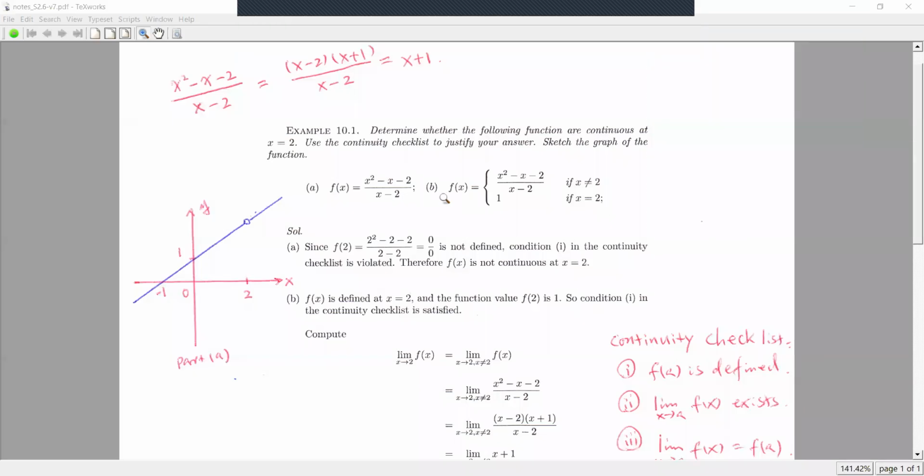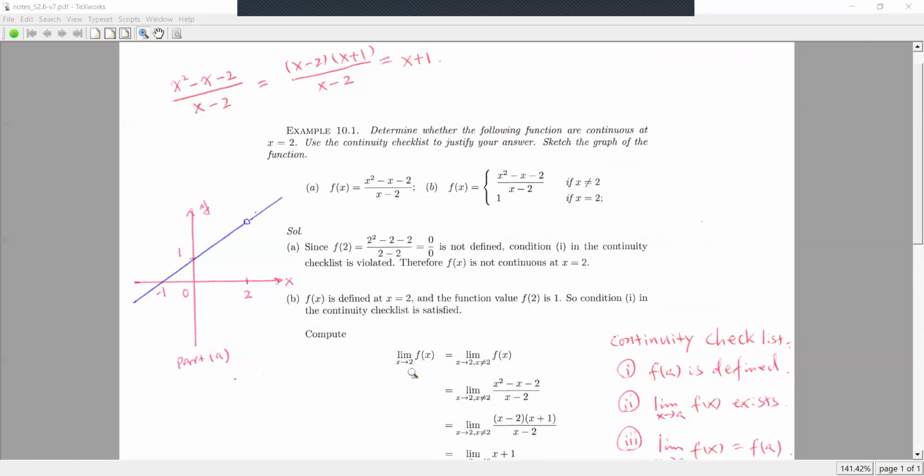The function in part B is defined at a point 2. When x is 2, function value is 1. So condition 1 in the continuity checklist is satisfied. Now we want to see whether or not the second condition is satisfied. So we compute the limit at 2.